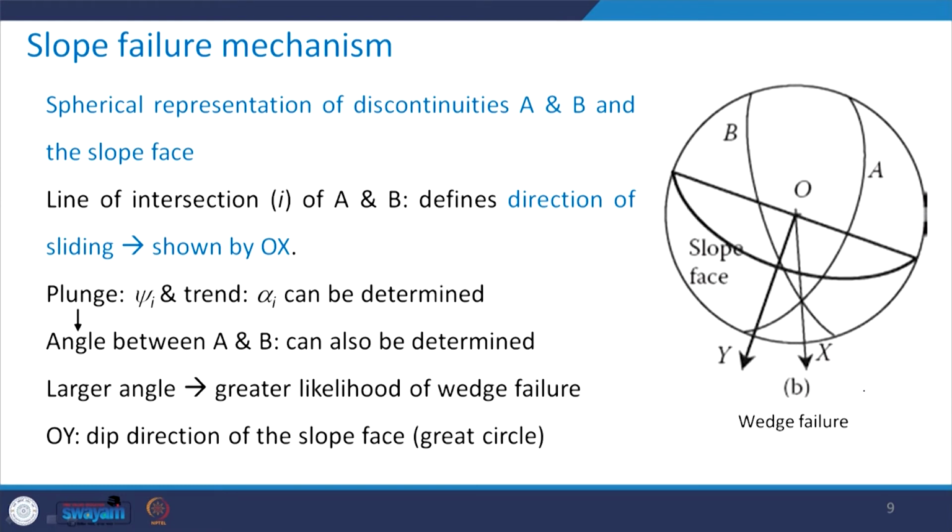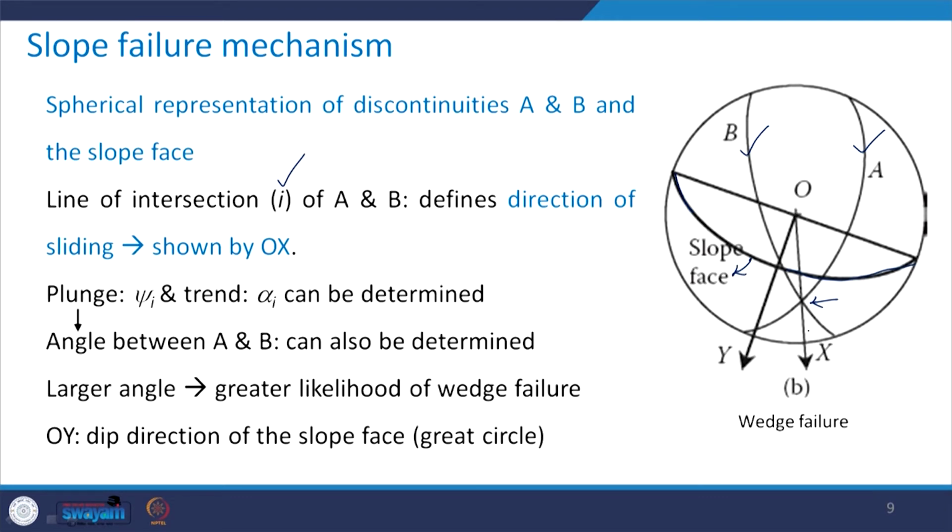So, you see a spherical representation of the discontinuities A and B and the slope face. I have already mentioned that this is the great circle which is showing the discontinuity A. This is the great circle showing the discontinuity B. This dark one is showing you the slope face, and wherever these are intersecting, this is the line of intersection of these two planes. I am representing that line of intersection by a subscript of I.